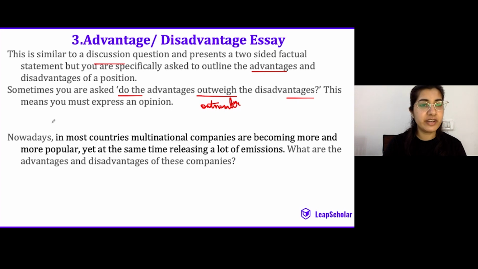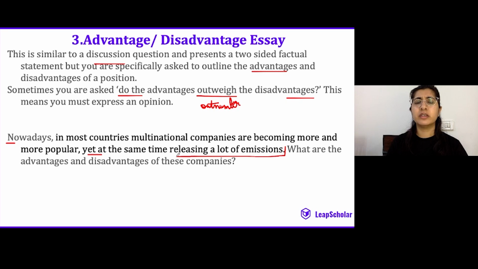All right. So here is an example of an environment-based advantage-disadvantage question. Nowadays, in most countries, multinational companies are becoming more and more popular, yet at the same time releasing a lot of emissions. So what are the advantages and disadvantages of these companies? When you look at the environmental perspective, please remember that it's focusing on the release of emissions. So the advantages and even disadvantages that you write should be focused on environmental perspective.